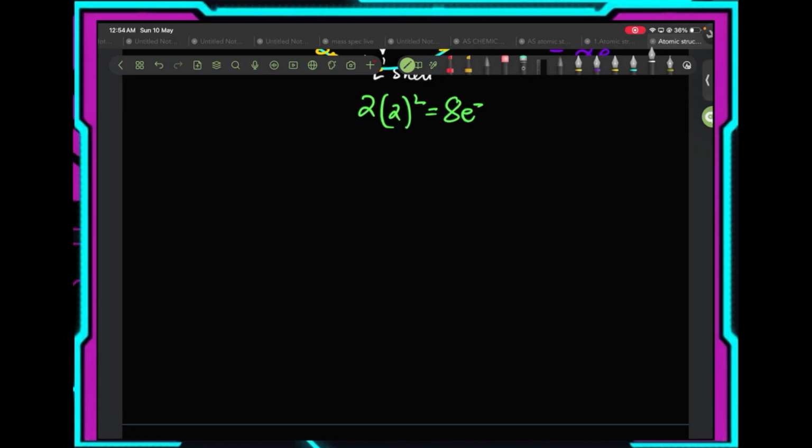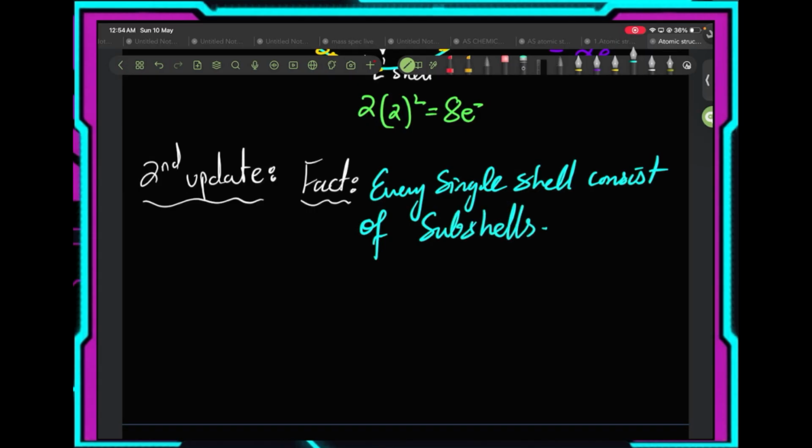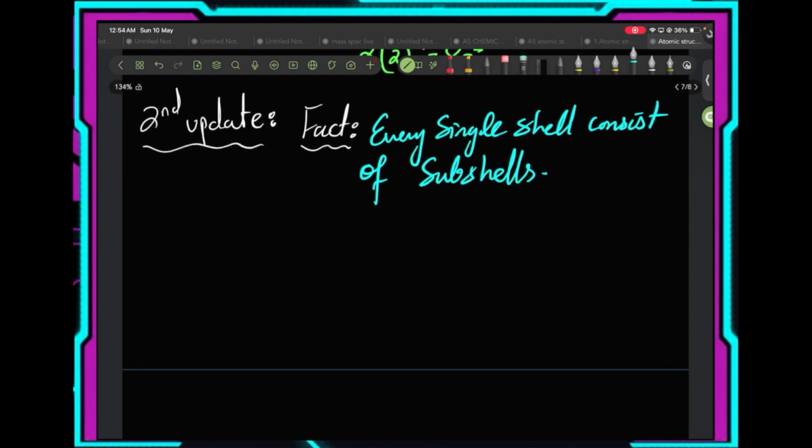So what's the second update? The second update is a fact now. Every single shell consists of subshells. So you have the first shell, it will have a subshell. You have the second shell, it has subshells. And then there's the third shell, it also has subshells. And then there's the fourth shell. The fourth shell will also have subshells. Okay, so every single shell has subshells.